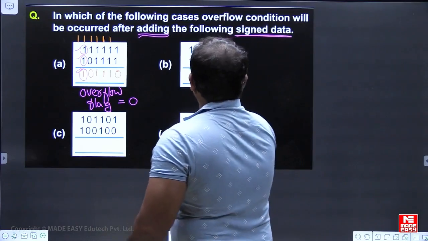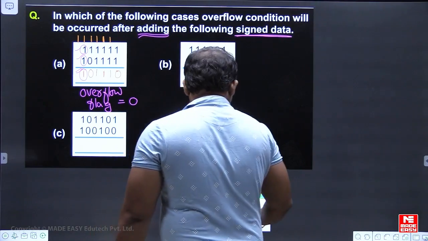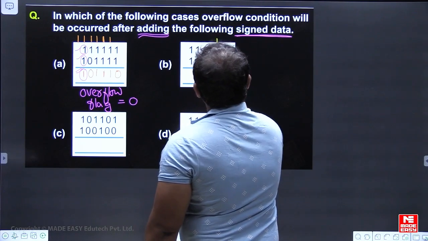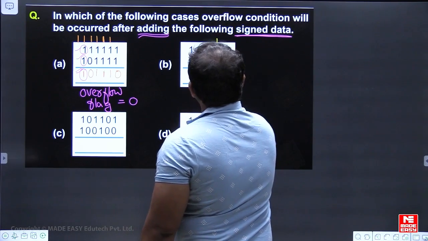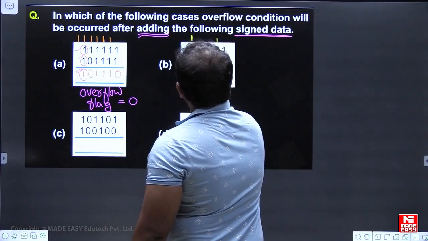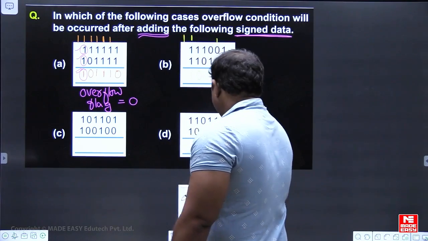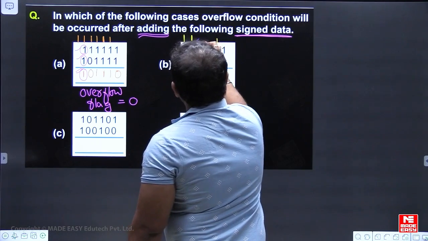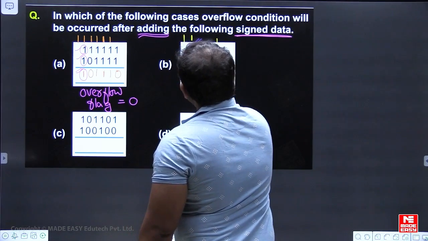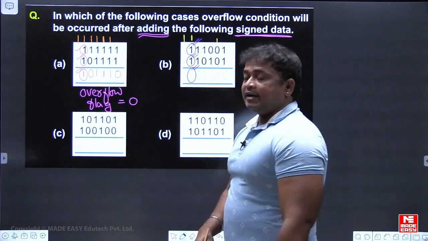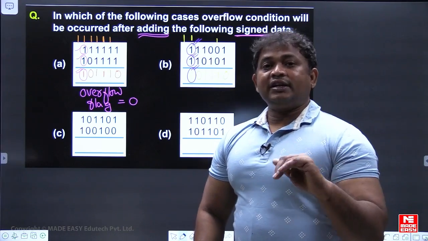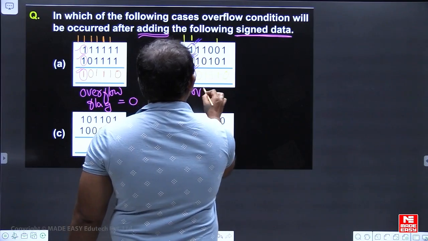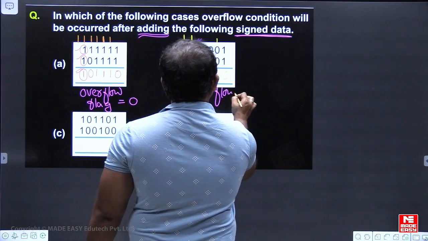Now come to the B option. So here see 0 1 1 1 0 1 1. Now if you see the MSB, this is negative, this is also negative, result is also negative. When same sign data is processed, result contains same sign, then overflow flag is reset. So here also overflow flag is 0.